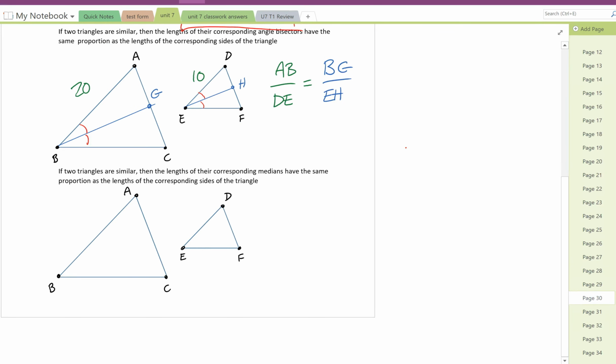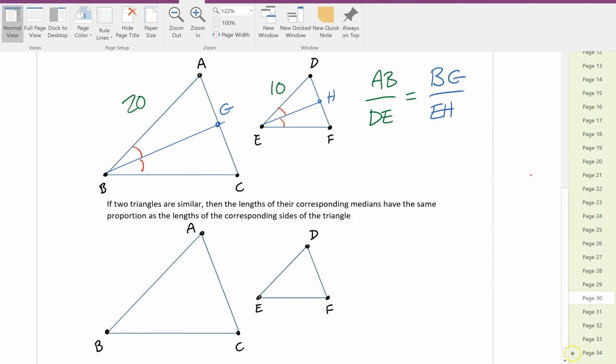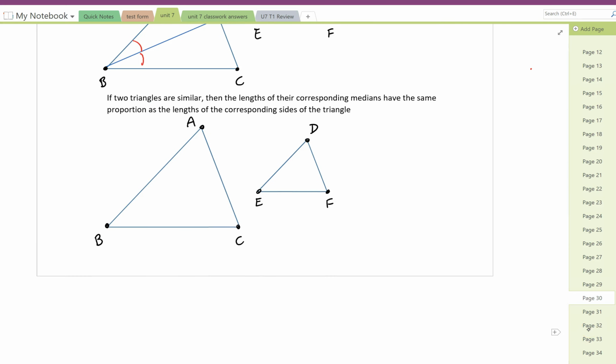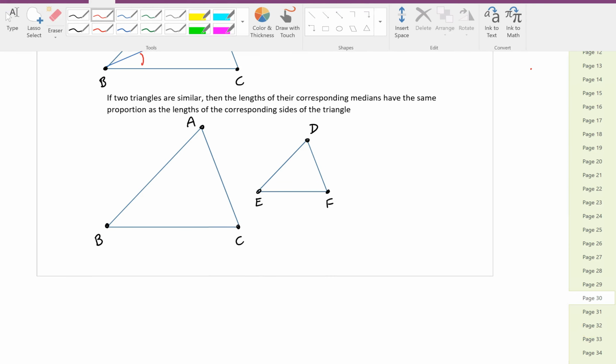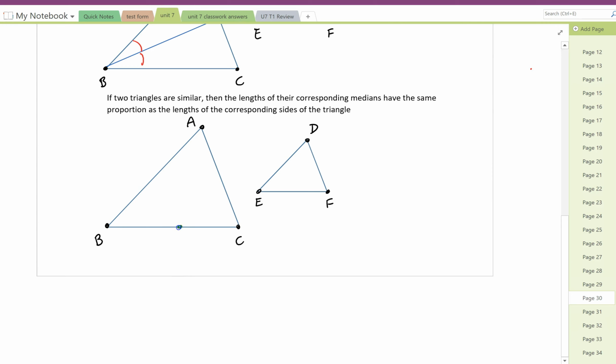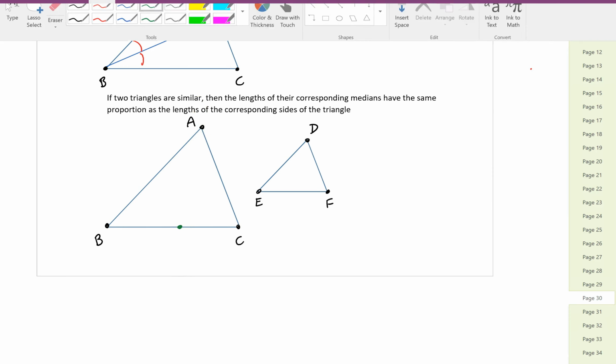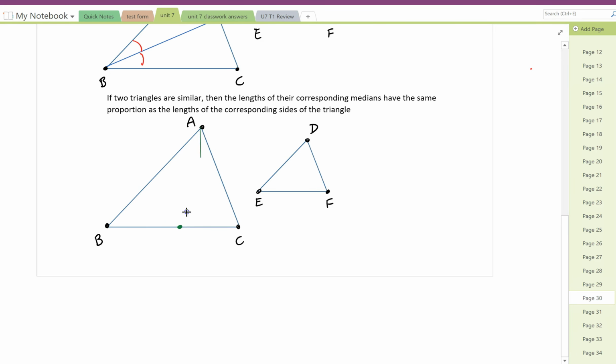All right, last one, similar to the other two. But now we're dealing with medians. So once again, if I draw in a median here, let's say from A down to the midpoint of BC, and I call that G, and then I do the same thing on triangle DEF. I draw a median from D to the midpoint of EF, and I call that H.